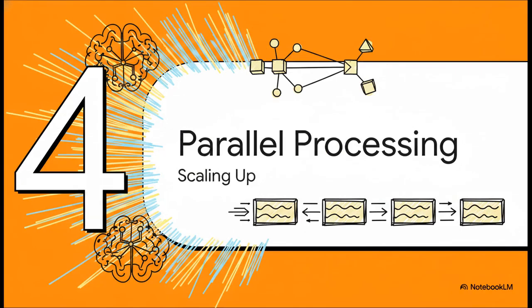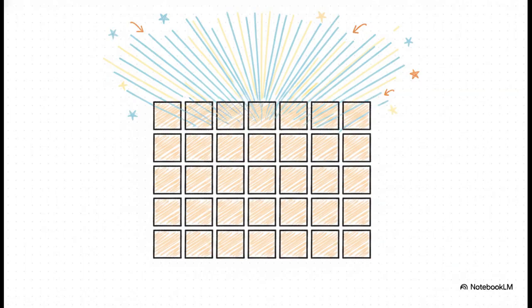Part 4, the parallel processing revolution. Let's talk about scaling up. Your human attention networks operate in parallel all across your brain, with different regions firing simultaneously to construct reality. Transformers functionally imitate this by processing entire sequences all at once. They aren't moving step by step. They're computing all those queries, keys, and values for every single word in a sentence at the exact same moment.